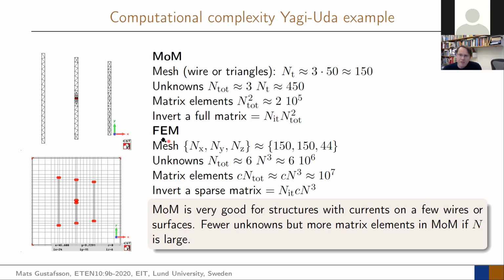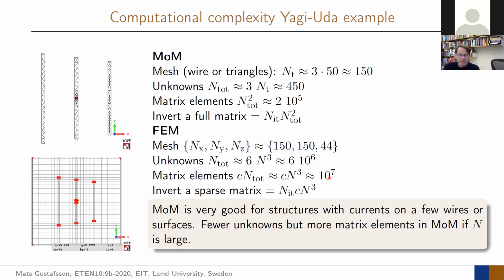If I do the same with the finite element method, then I discretize a cube. So here I will have a huge amount of unknowns. So instead of 450, I have like 6 million unknowns. But the number of matrix elements is not so much worse, and actually solving it can be as fast. So a little bit comes into the structure of the solutions in these cases.